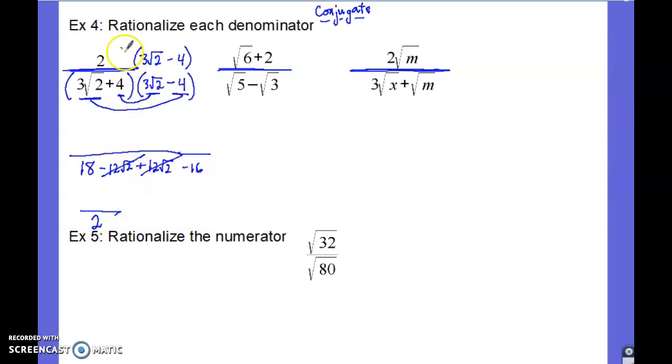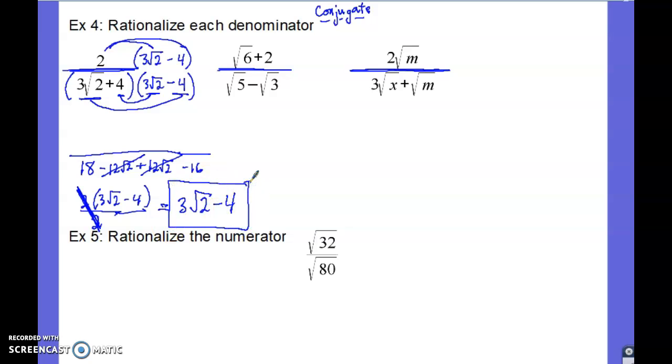Now also notice I'm not going to actually distribute this 2 in here, because what I would prefer to see out of you guys is to cancel out these 2's, something we talked about earlier in the year. If you forgot, feel free to ask questions. So this answer is actually just 3 root 2 minus 4 when you simplify it all together.